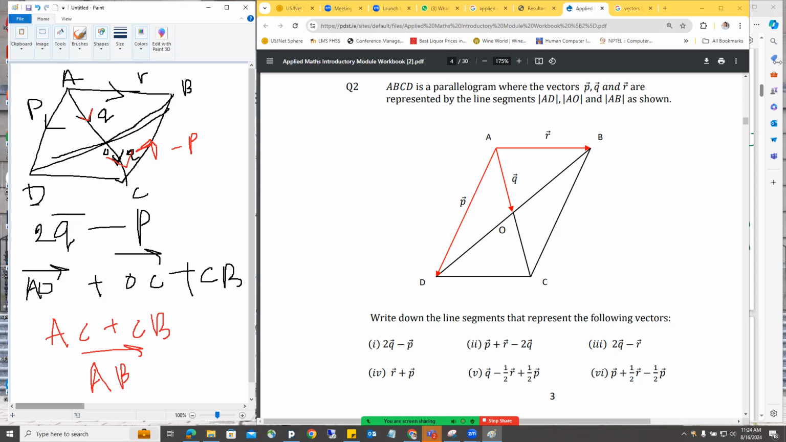AA? No, 0. Yes, because AD plus DC again equals AC, no? Then AC minus CA, sorry, AC plus CA means AA. AA means we came to the same position, the same initial point where we started. Is it clear? Okay. Then you can do the rest now.